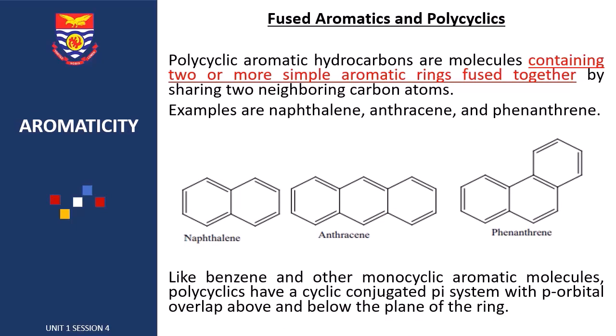Next will be fused aromatics and polycyclics. Now, polycyclic aromatic compounds are aromatic compounds containing two or more simple aromatic rings fused together as one, and they share carbon atoms at the point where they join together. So typical examples are naphthalene, anthracene, phenanthrene. These are the basic fused aromatics and polycyclic compounds you can think of whenever you talk about fused aromatic compounds.